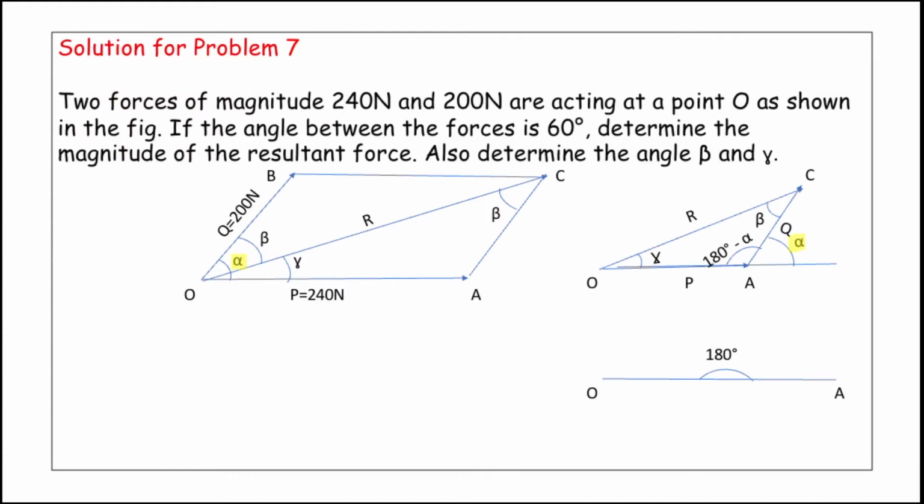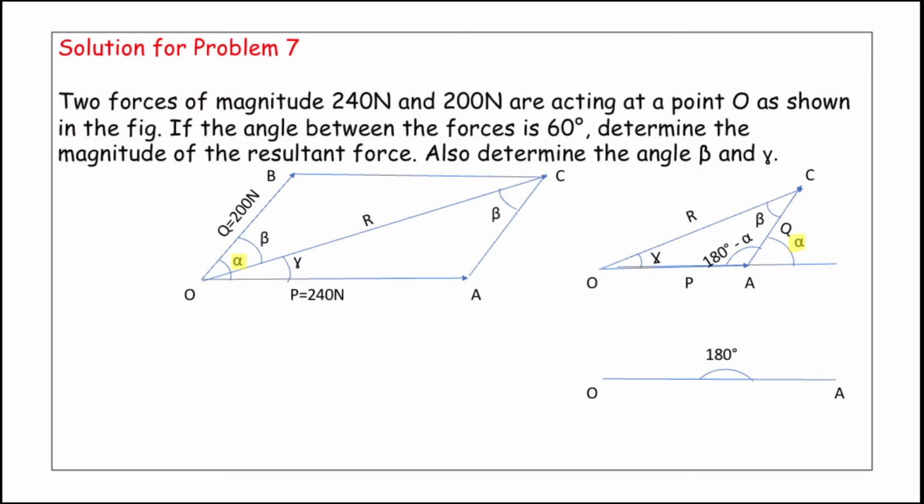Now I am going to take it as a triangular law of force. See the right side of the diagram. OAC is a triangle of forces. The angle between P and R is gamma, the angle between Q and R is beta, and the angle made by AC is 60 degrees on the outside. So we want to find the angle made inside the triangle.